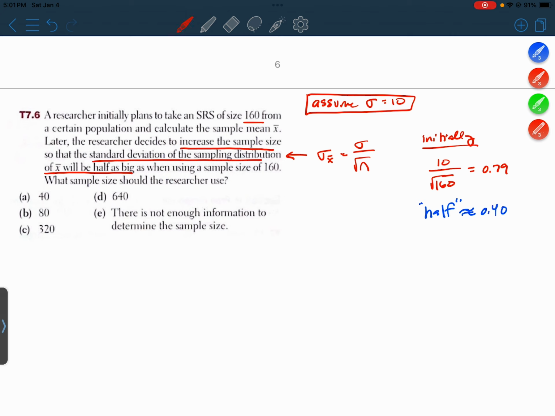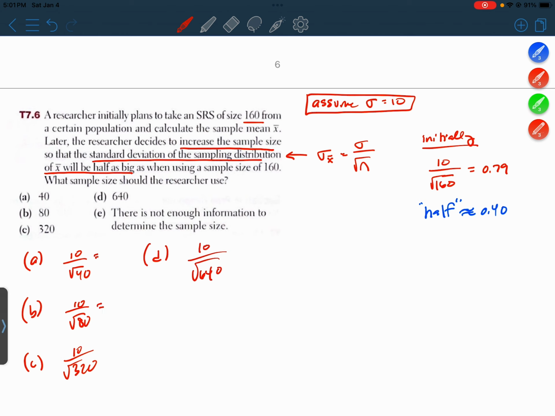All right, so let's test this out. A is going to be 10 over root 40. B is going to be 10 over root 80. C is going to be 10 over root 320. D is going to be 10 divided by root 640. Hopefully one of these gives us an answer in the neighborhood of 0.4. If not, then we could just say E is the answer by process of elimination.